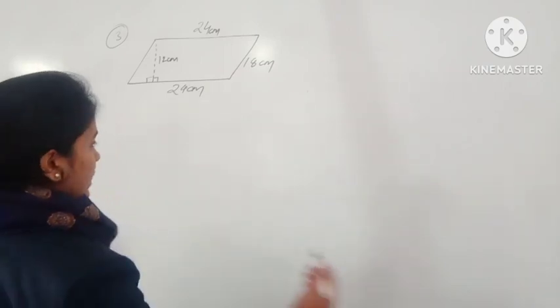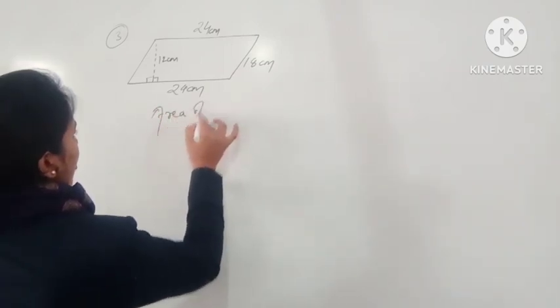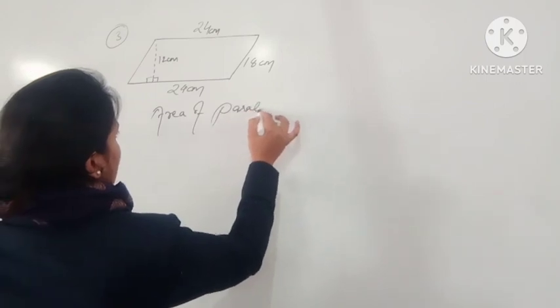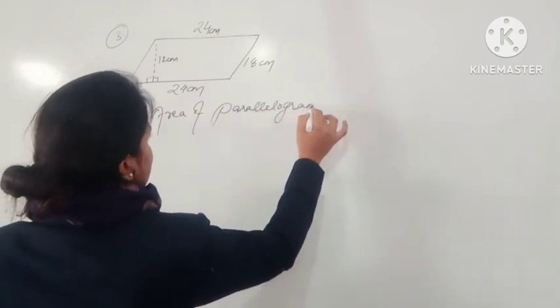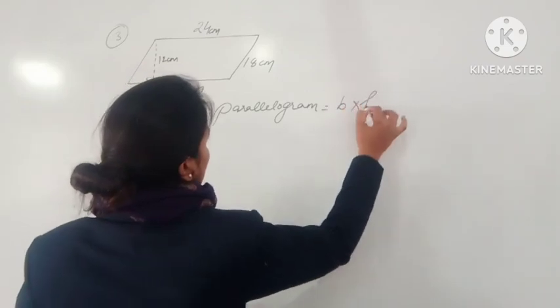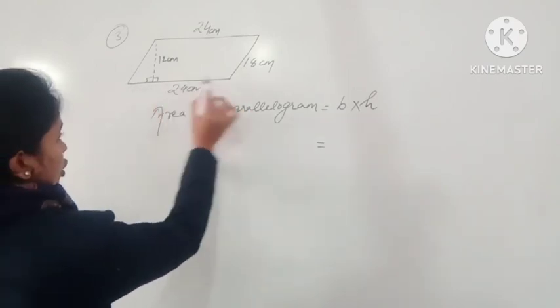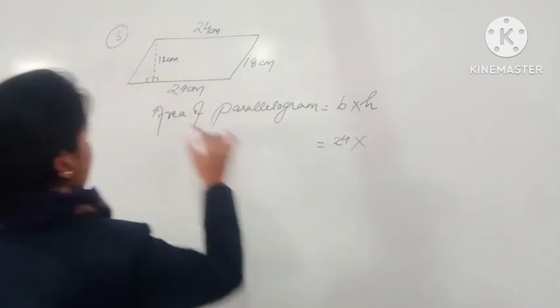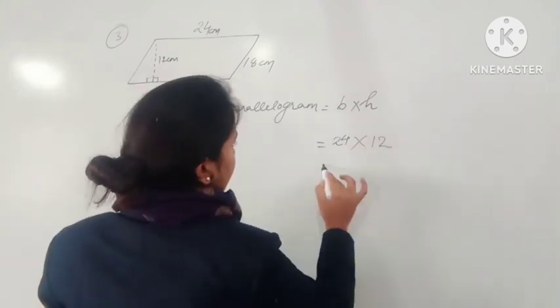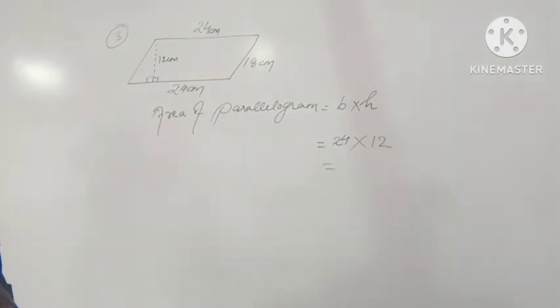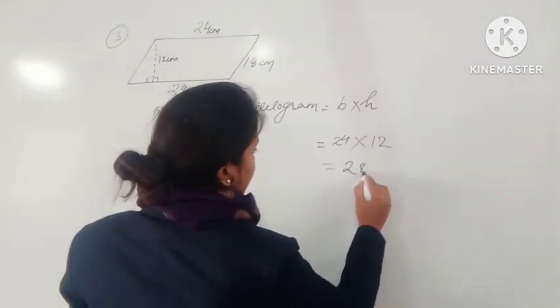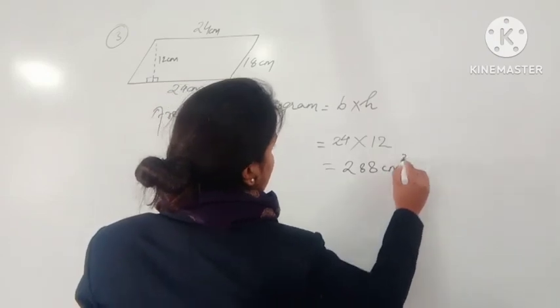Yes. So area of parallelogram is equal to base into height. Now here in this figure, what is the base? Base is 24. And what is the height? Height is 12. So base into height. After the calculation, we get the area of the parallelogram, which is equal to 288 centimeter square. Is that clear?